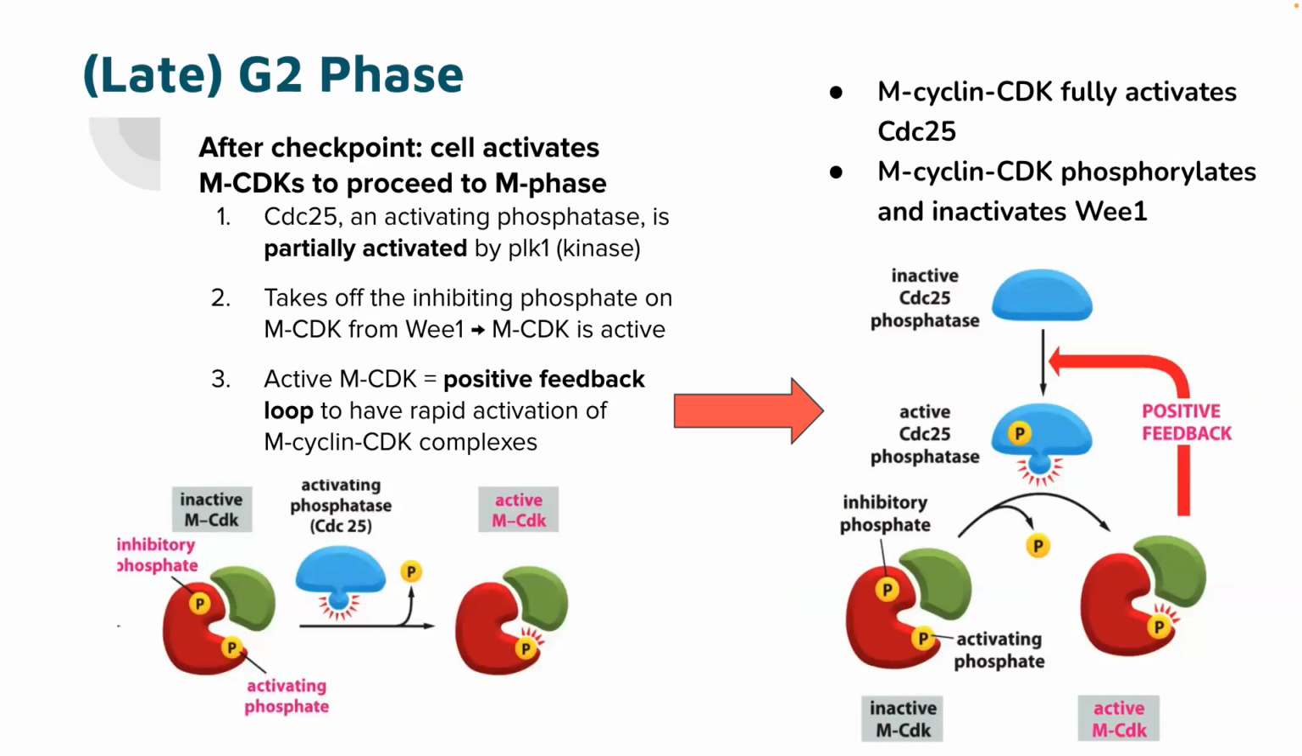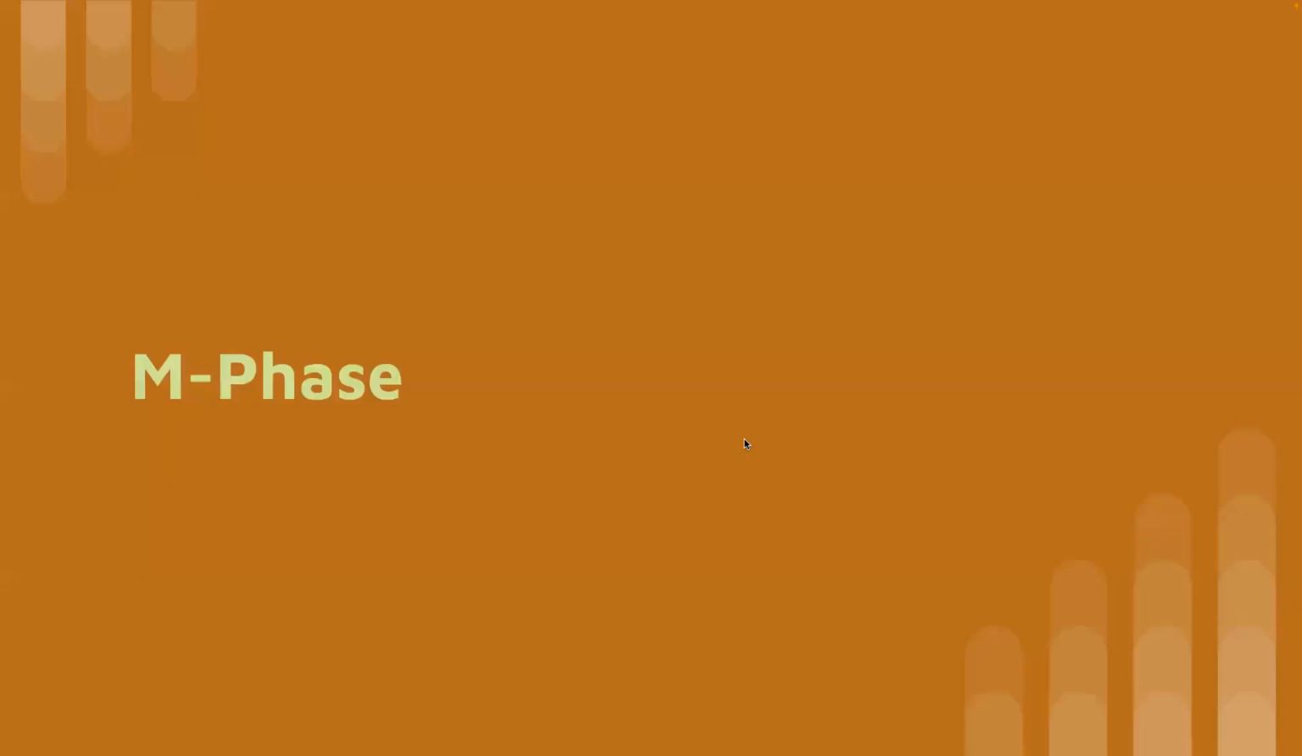So then the active MCDK goes through a positive feedback loop, so that it can continue to produce more of the CDC25 phosphatase to continue to take those inhibitory phosphates off. Yeah, so it's just kind of an enhanced event. Does anyone have any questions before we get into M phase?